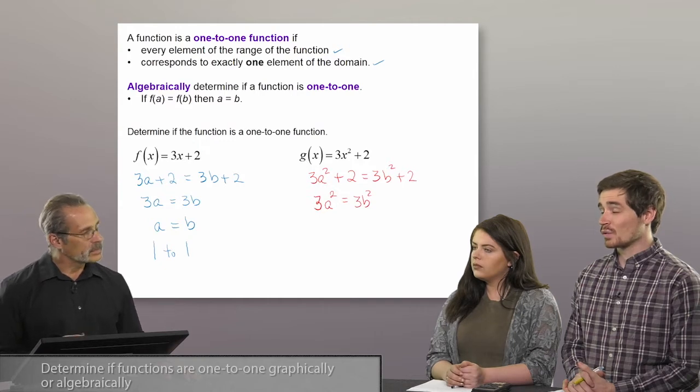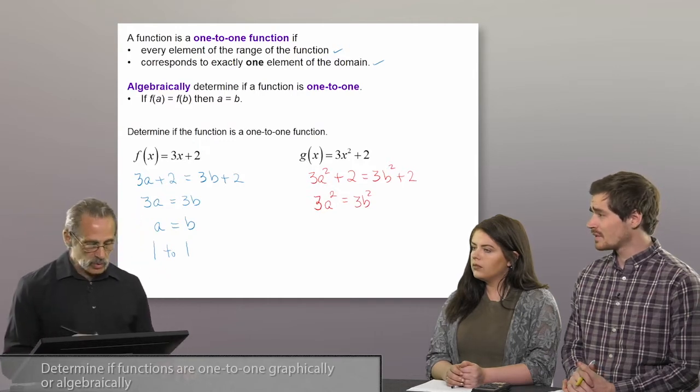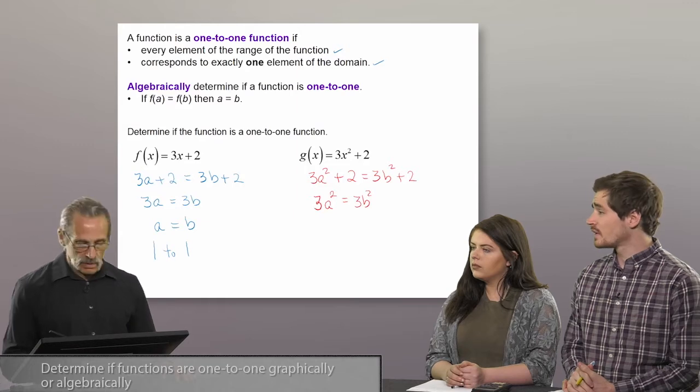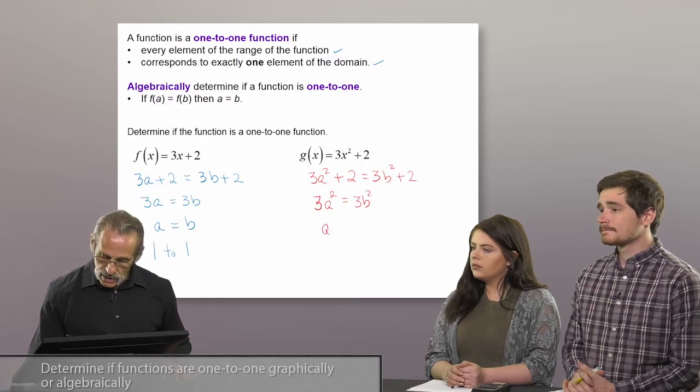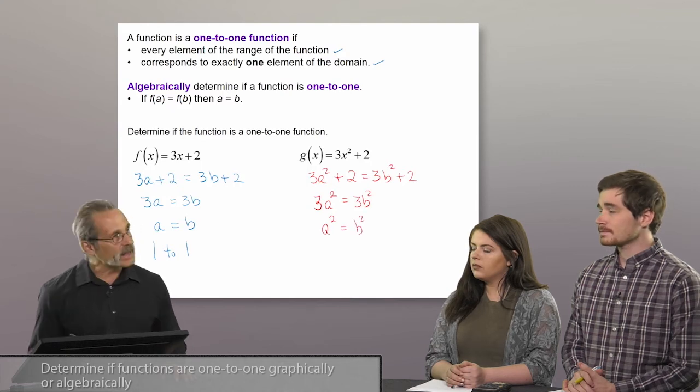You would take the square root of either side. What could we do before that, though? Maybe divide by 3. And this gives me what? It gives me A squared equals B squared.